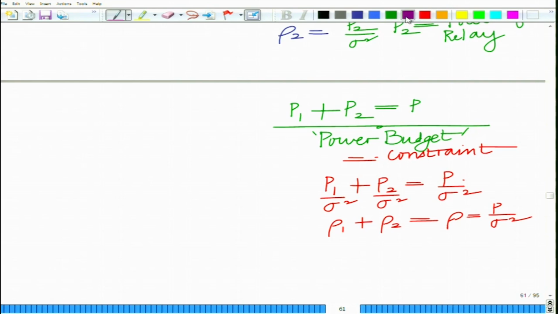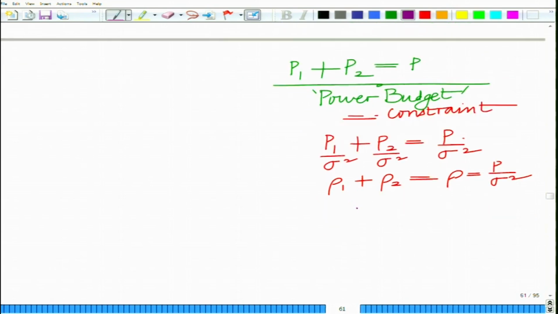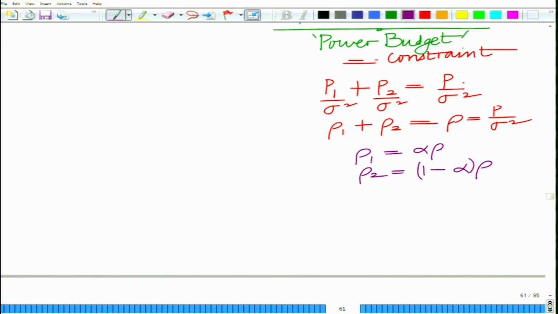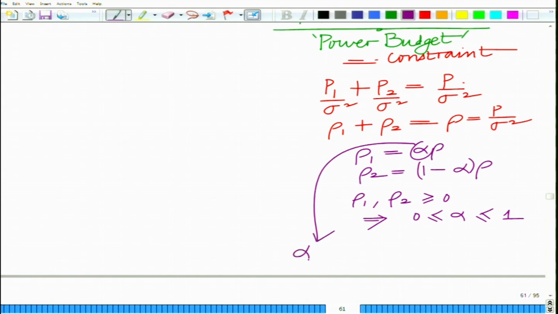Further, to simplify this, because there are only two parameters, I can set rho 1 equals alpha times rho, and rho 2 then becomes 1 minus alpha times rho, because rho 1 plus rho 2 should equal rho. Of course, because rho 1 and rho 2 are greater than or equal to 0, this implies alpha must lie between 0 and 1. What is this alpha? You can think of this alpha as the power allocation factor.